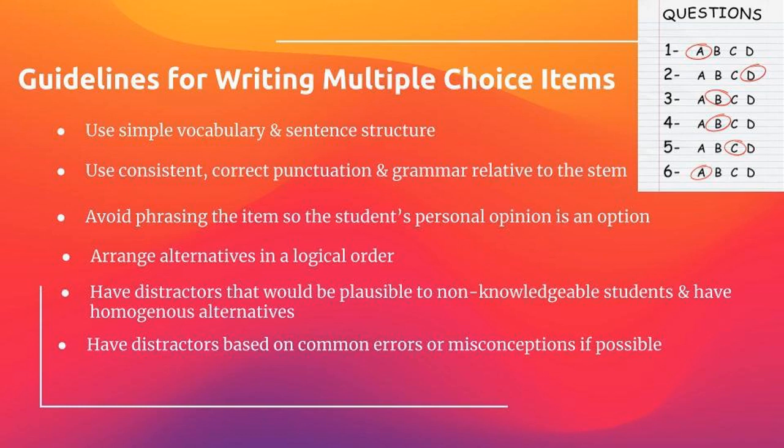Arrange alternatives in a logical order. So when I am writing multiple choice questions for the amendments, I'll put 11, 12, 13, 14. I'll try not to have them go out of order. That's just confusing and unnecessary.